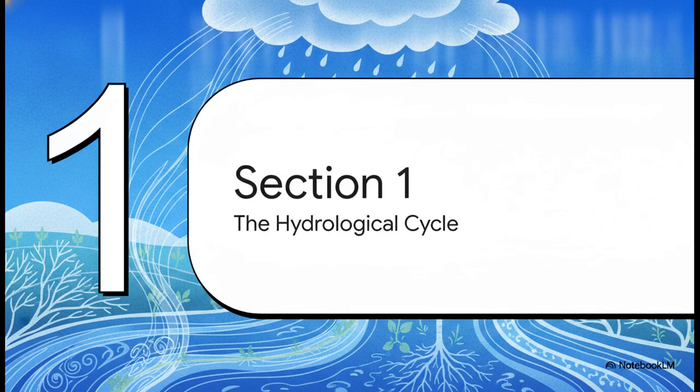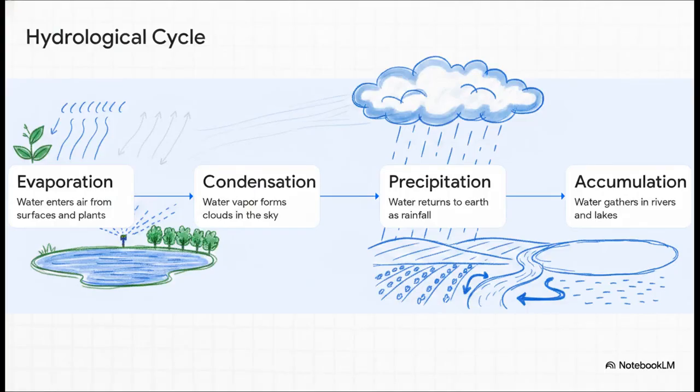Section 1, the hydrological cycle. Let's trace how water actually moves through our farming systems. Step 1 is evaporation from water bodies, alongside transpiration from plant leaves, both transferring essential moisture right up into the atmosphere. And keep in mind, human interventions like heavy irrigation or planting windbreaks can directly alter these rates.